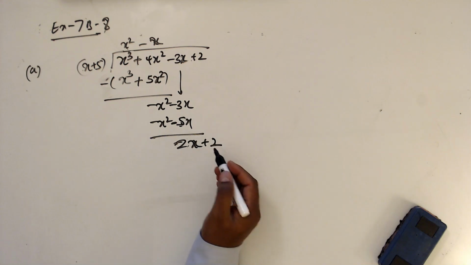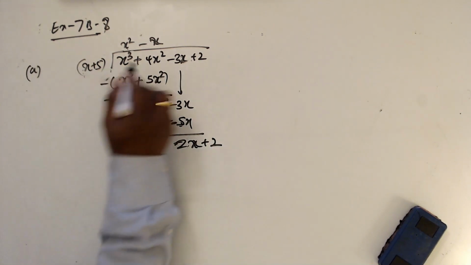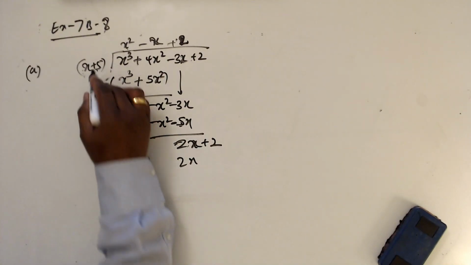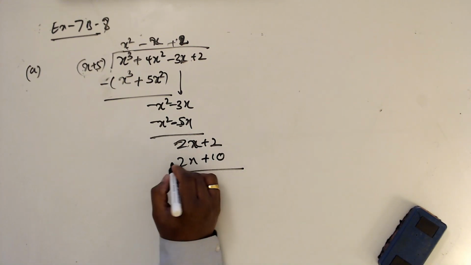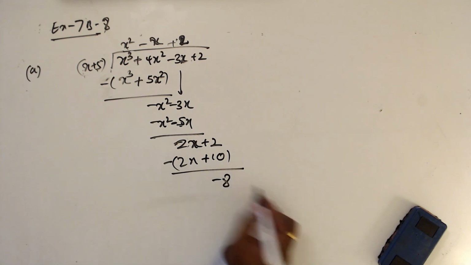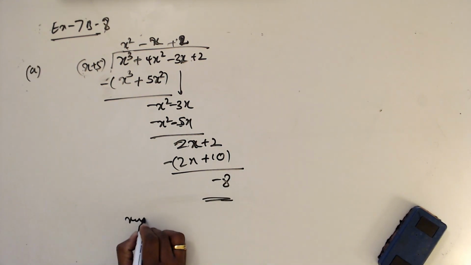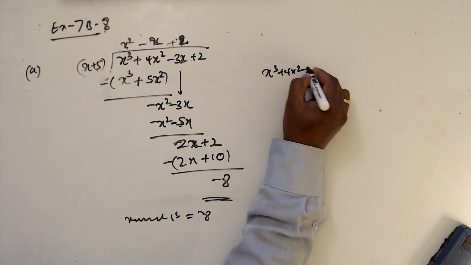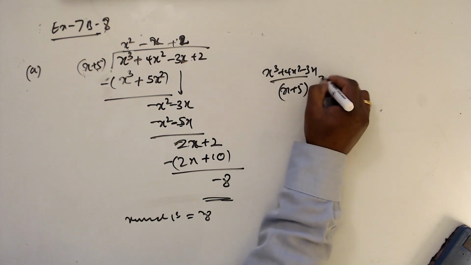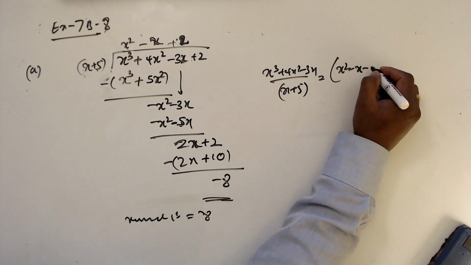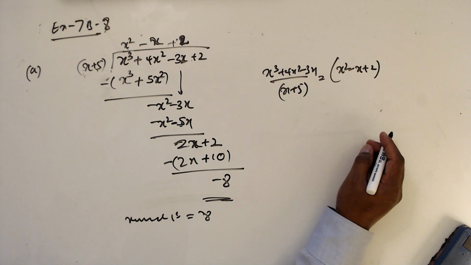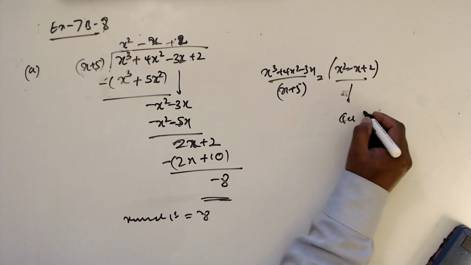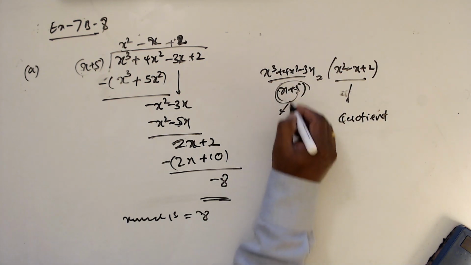Then still we have to continue. How many x go into 2x? 2. 2 times x is 2x, and 2 times 5 is 10. When you subtract those two, you get minus 8. So now what is the remainder? The remainder is minus 8. So you can write x cube plus 4x square minus 3x plus 2 divided by x plus 5. You already know this is going to be the quotient, and this x plus 5 is usually called the divisor.